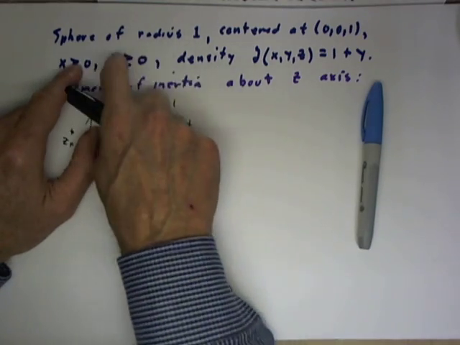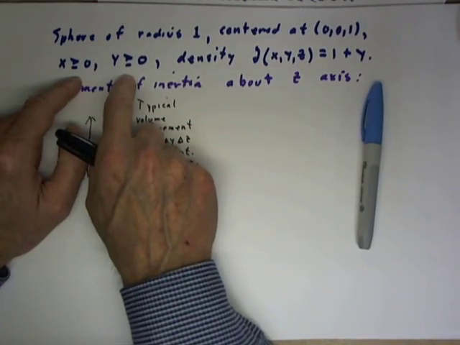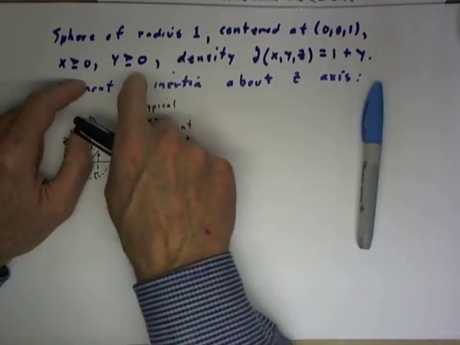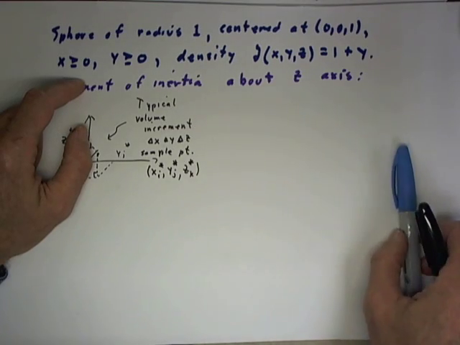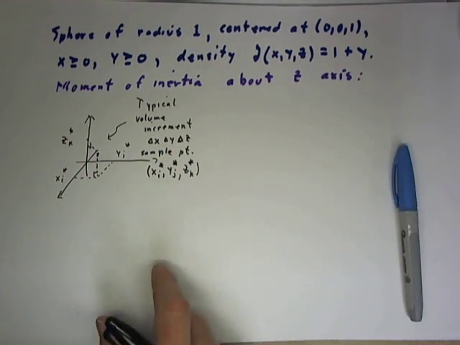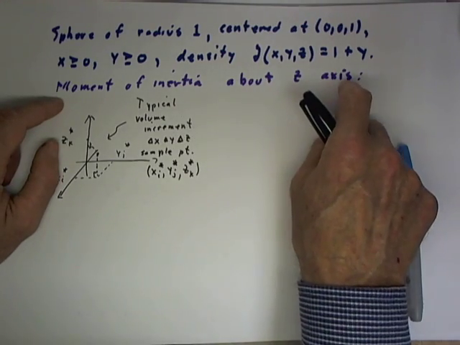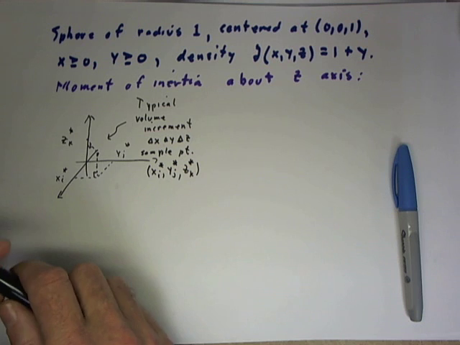We consider again the sphere of radius 1 centered at 0, 0, 1, x and y both positive. In other words, the first octant part of this sphere has density function just plain 1 plus y as before. We want to calculate the moment of inertia of this sphere about the z-axis.